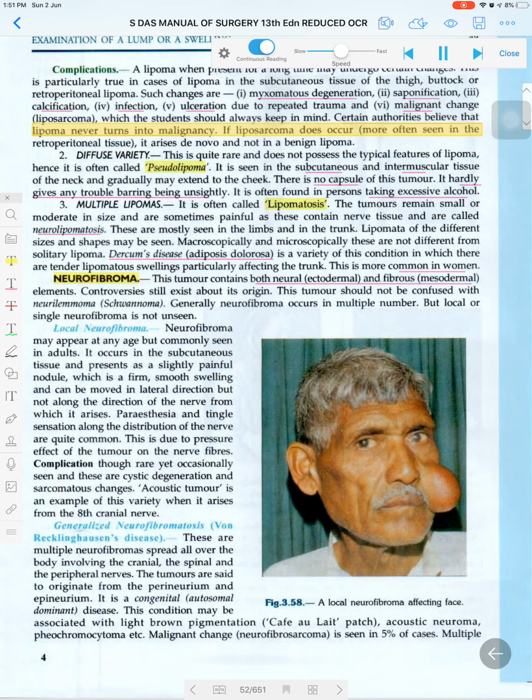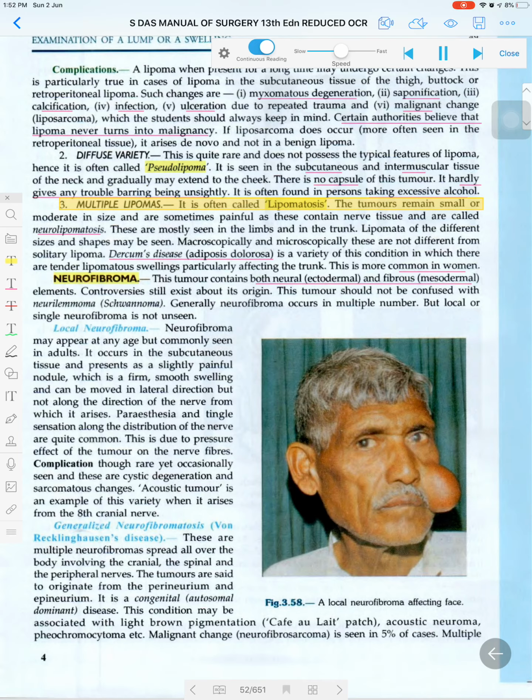Certain authorities believe that lipoma never turns into malignancy. If liposarcoma does occur, more often seen in the retroperitoneal tissue, it arises de novo and not in a benign lipoma. 2. Diffuse variety. This is quite rare and does not possess the typical features of lipoma, hence it is often called pseudolipoma. It is seen in the subcutaneous and intermuscular tissue of the neck and gradually may extend to the cheek. There is no capsule of this tumor. It hardly gives any trouble barring being unsightly. It is often found in persons taking excessive alcohol.